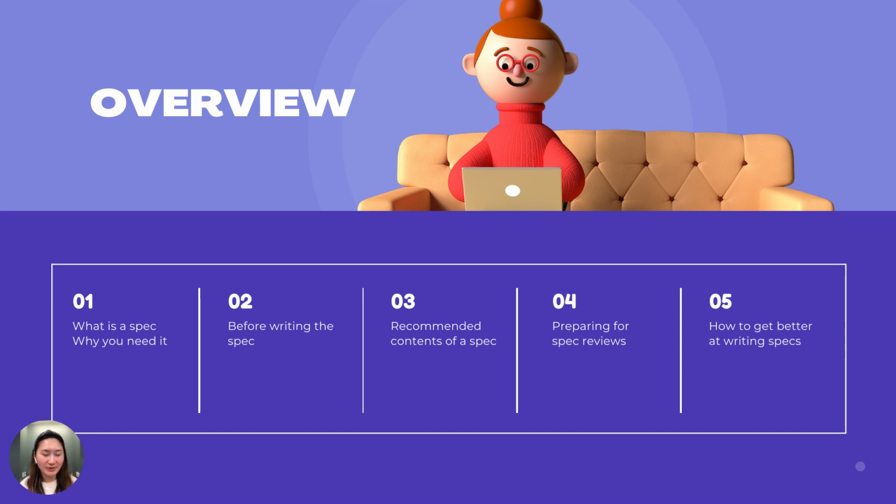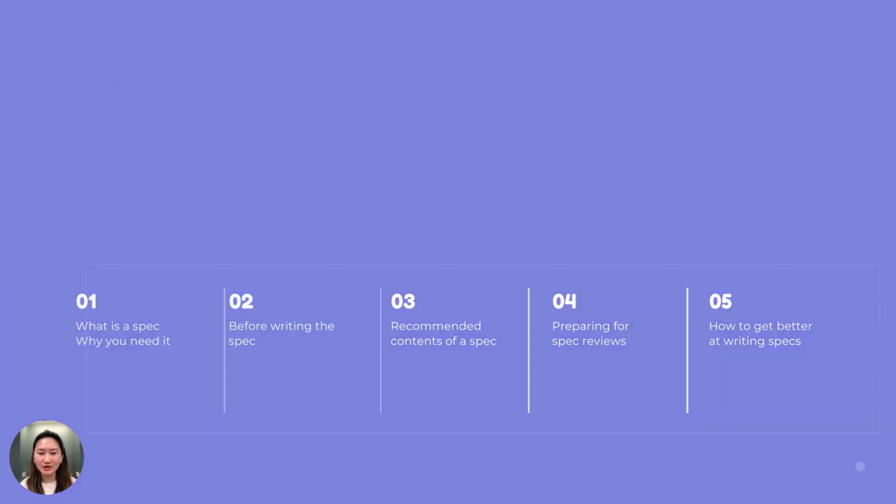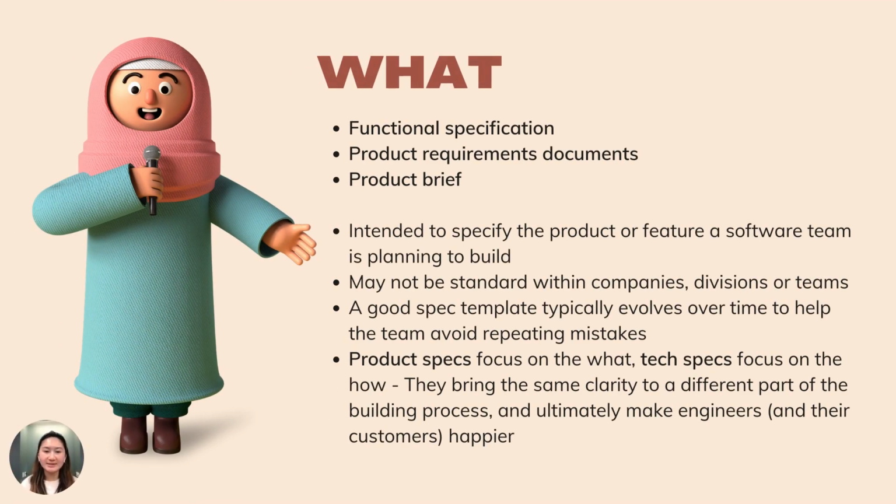So without further ado, let's get started on what is a spec. So a spec could be short for a functional specification. Some also call it a product requirements document, a product brief, but all in all, it is a document intended to specify the product or feature that a software team is planning to build.